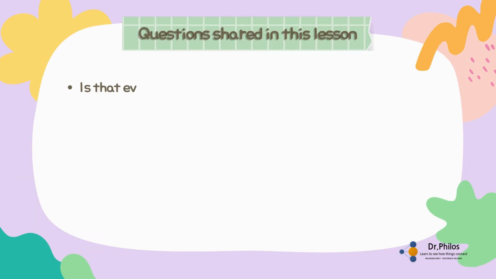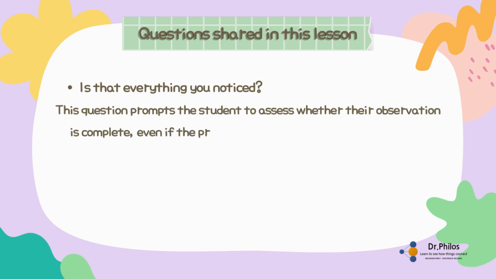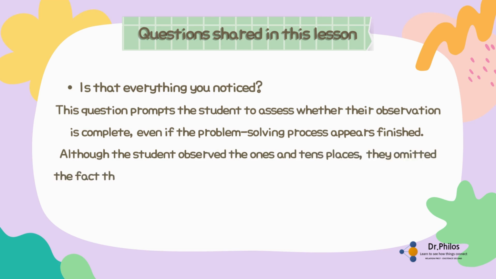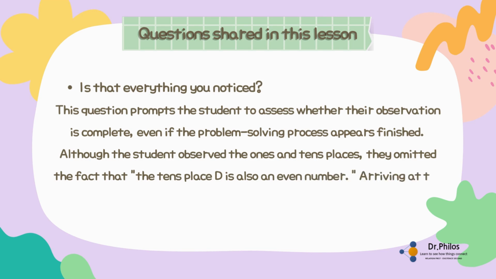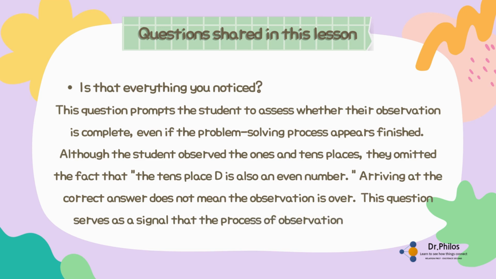Is that everything you noticed? This question prompts the student to assess whether their observation is complete, even if the problem-solving process appears finished. Although the student observed the ones and tens places, they omitted the fact that the tens place D is also an even number. Arriving at the correct answer does not mean the observation is over. This question serves as a signal that the process of observation remains open.